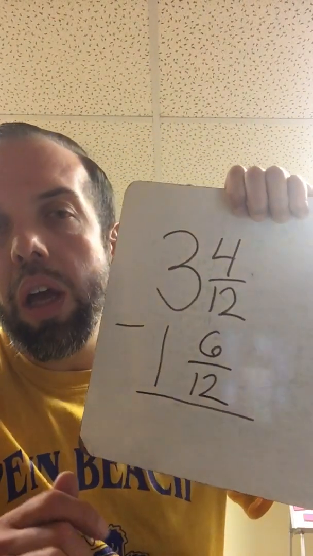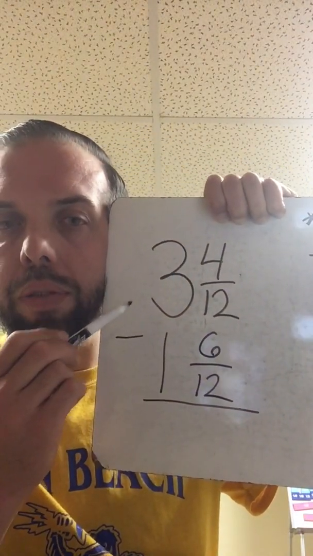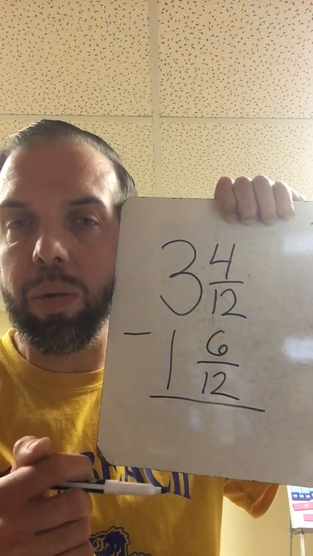All right, so this is the second problem in your notes. At the bottom of the second page, it says, you try. But that's pretty tough to do with one example. So let's look at another example. Practice doesn't make perfect, but practice will get us better. All right, so here's the example. It is 3 4/12 minus 1 6/12.